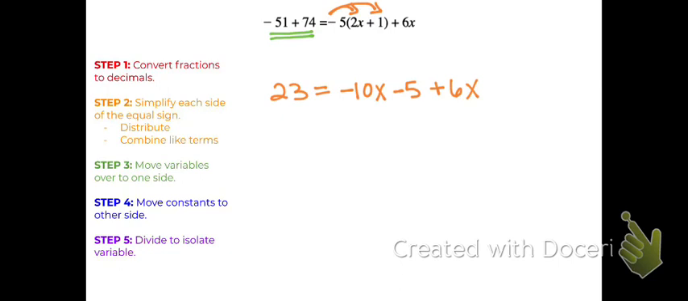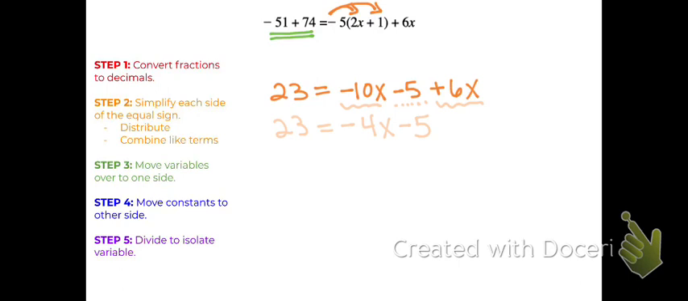So if I look at the right side more, I see that there are some like terms I can combine. This negative 10x and this positive 6x. If I add those together, I end up with negative 4x. But there aren't any constants, any regular numbers on the right side to combine with that minus 5, so I just leave that as minus 5. And on the left side, I have a 23.